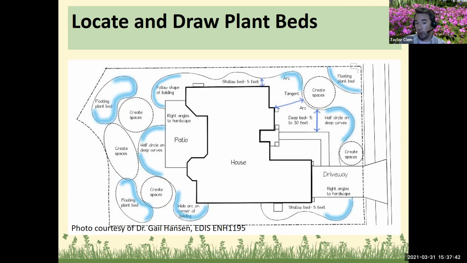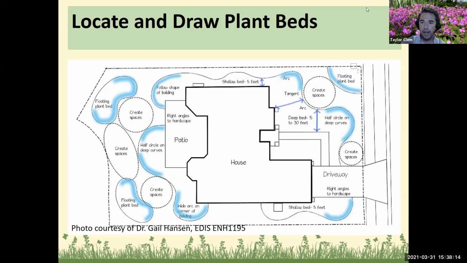But something important to point out is that none of the bed lines come in and hit the home or a hardscape at a very tight, acute angle. Everything's coming in at a right angle, or it might come in a few degrees off of that. But having bed lines come in at a right angle ties that bed in a little bit more to that hardscape, because it's so structured and formal.